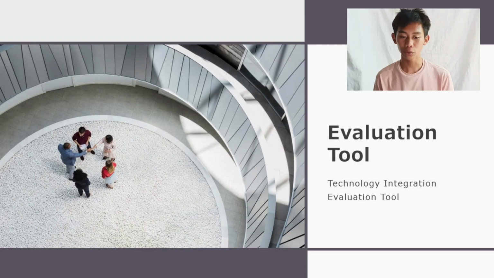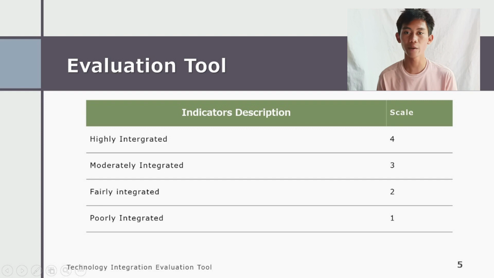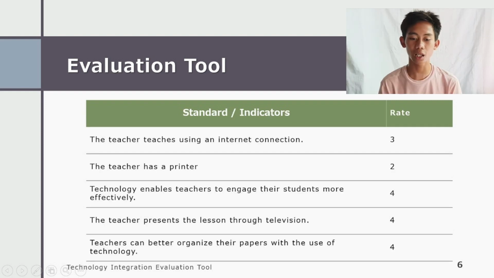Next is the evaluation tool. Here are the indicators, description and scale. 4 for highly integrated, 3 for moderately integrated, 2 for fairly integrated, and lastly, 1 for poorly integrated. Next, this is our standards or our indicators.